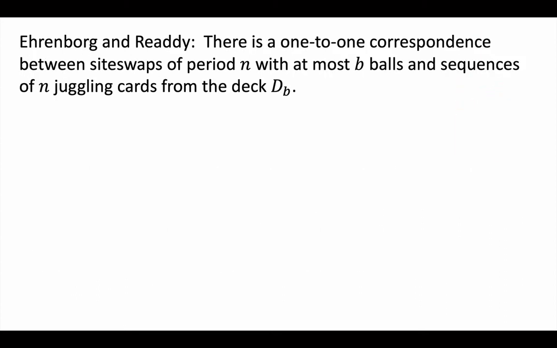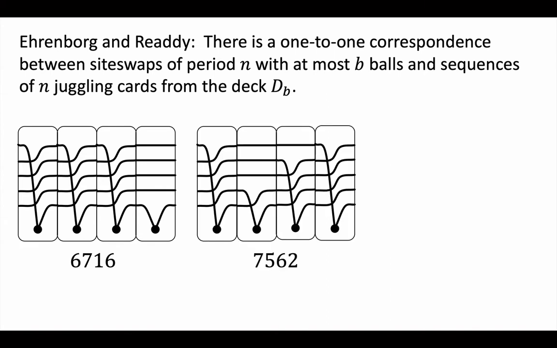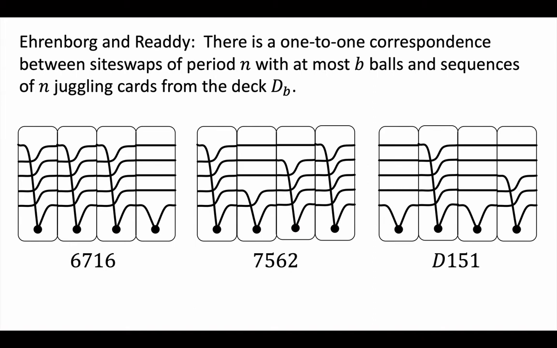In another video, we'll talk about how we can exclude these repetitions. In general, we're going to ask the question, how many b-ball siteswaps are there of period n? In the juggling card video, we talked about Ehrenborg and Readdy's result, which said that there's a 1-to-1 correspondence between siteswaps of period n with at most b balls and sequences of n juggling cards from the deck D sub b. So here is 6716 as represented by 4 cards from the deck D sub 5. Here is 7562, also as 4 cards from the deck D5, and D151. Now these are period 4 siteswaps and we get 4 cards.